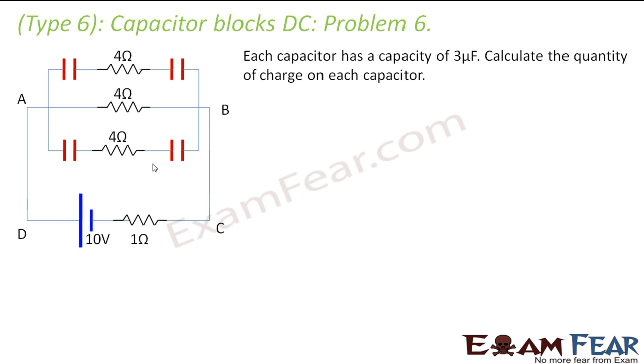Look at this problem, that will make it even more clear. Let us suppose we have this circuit where we have 4 resistors and 4 capacitors and a voltage source of 10 volts. Each capacitor has a capacity of 3 microfarads. Calculate the quantity of charge on each capacitor.